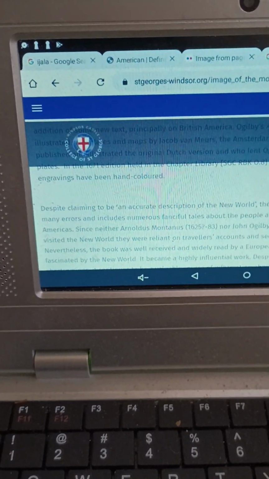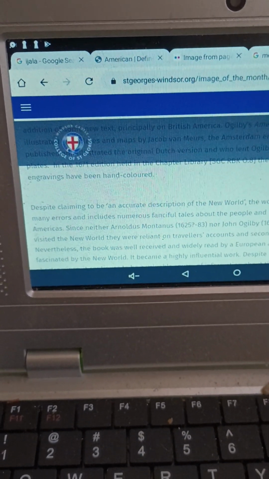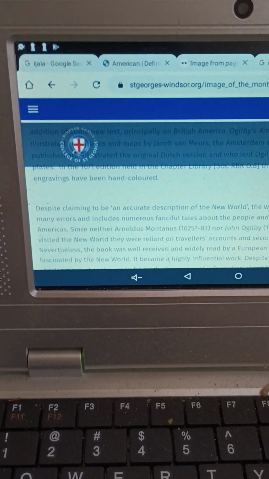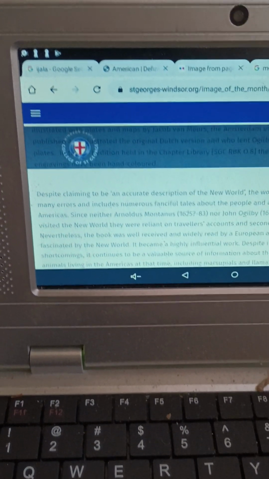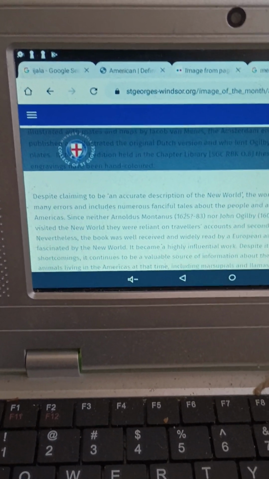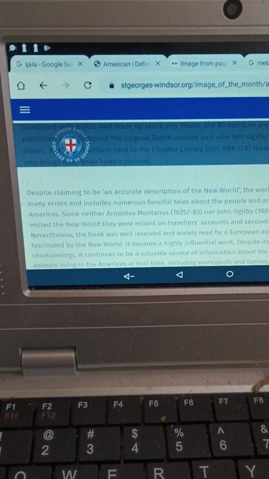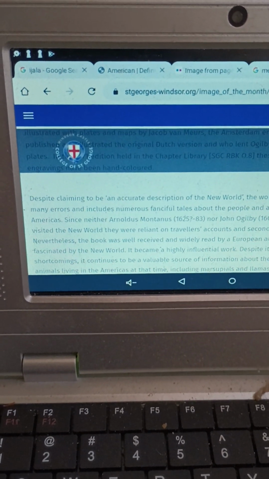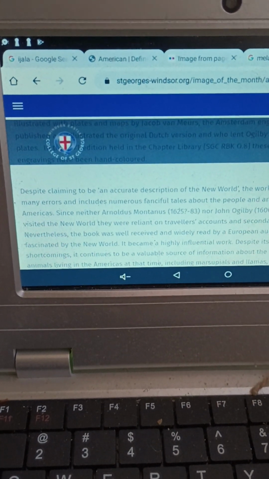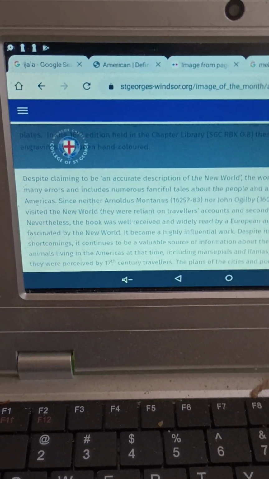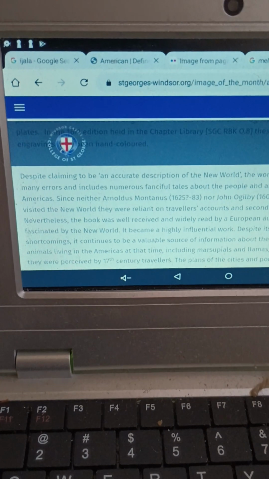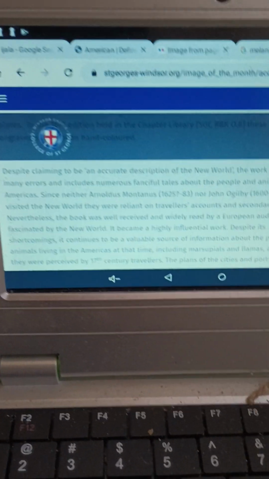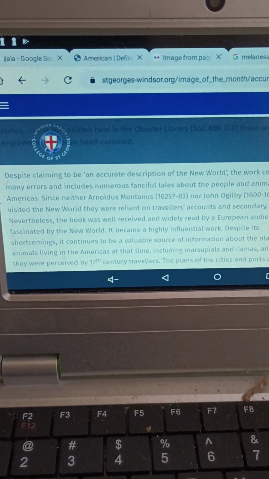It says, despite claiming to be an accurate description of the New World, the work contains many errors and includes numerous fanciful tales about the people and animals of the Americas, since neither Arnoldus Montanus, 1625 to 83, nor John Ogilvy, 1600 to 1676, had visited the New World. They were relying on travelers' accounts and secondary sources. Nevertheless, the book was well received and widely held by a European audience fascinated by the New World. Became a highly influential work.